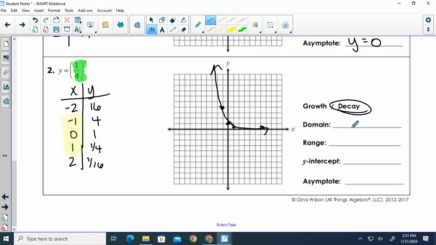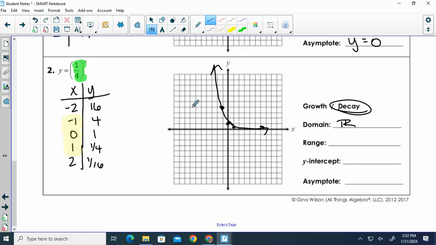All right, what's my domain? It's going to be the same on every one of these problems. What was it last time? All real numbers. On any of these, you can plug in whatever you want for x. So you can write the words all real numbers, you can write the symbol, doesn't matter. It just means you can put in anything.